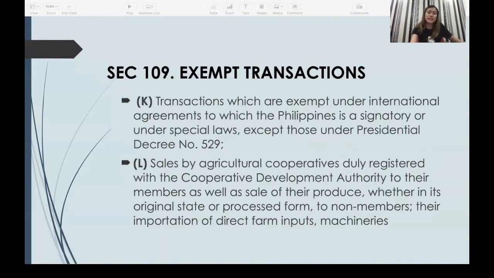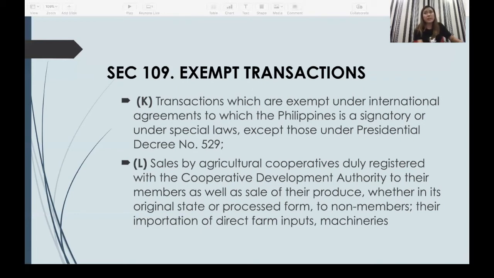So, ganun. Next is sales by agricultural cooperatives duly registered with the Cooperative Development Authority or the CDA to their members, as well as sale of their produce, whether in its original state or process form, to non-members, and importation of direct farm inputs, machineries. Here, it is important to know who is the owner of the product, regardless if processed siya or in its original state. Basta product siya ni agricultural cooperative, then pag ganun, VAT exempt siya. Also, regardless kung sino yung buyer, kung member ba siya ng cooperative or hindi, VAT exempt pa rin. It will only be subject to VAT if the product is not owned by the agricultural cooperative.